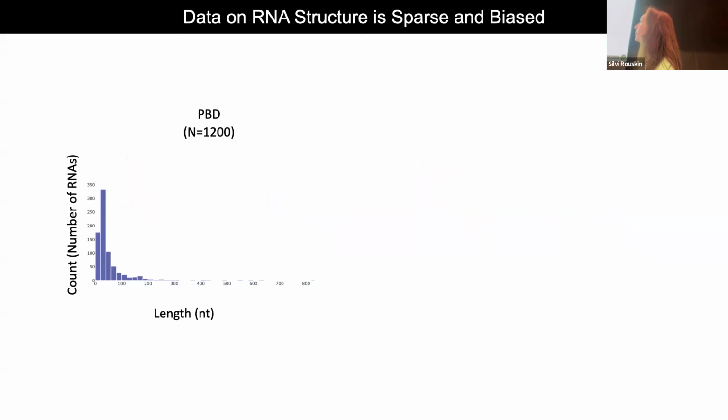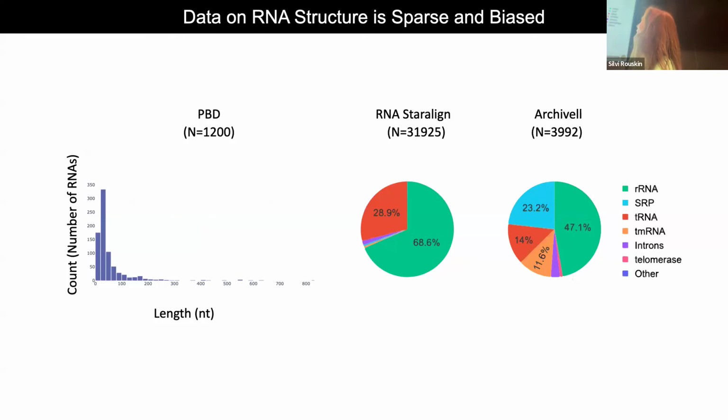So if you look at PDB, there are only 12,000 RNA structures. They're super short, less than 100 nucleotides in length. And also, if we look at other RNA secondary structure databases, they're really highly biased towards very specialized non-coding RNAs, such as the ribosomal RNA and small RNAs like tRNAs.